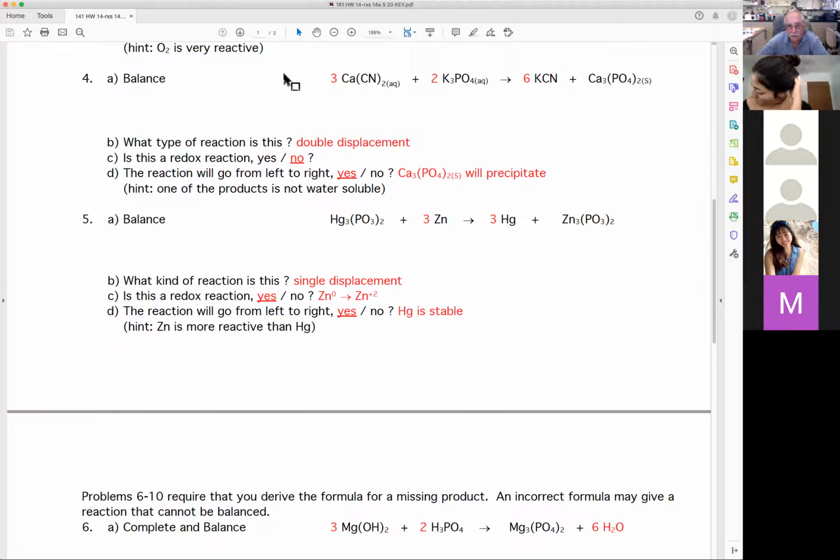Is this a redox reaction? No. Because calcium was a +2, it's still a +2. Yep. Cyanide is a -1, it's still a -1. Nothing happened.